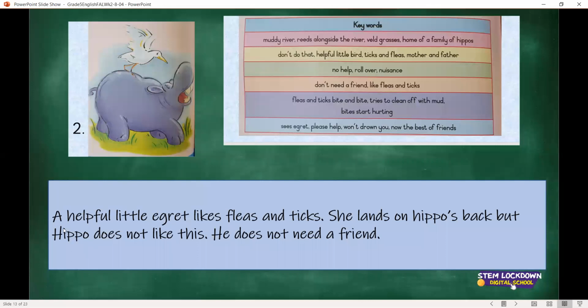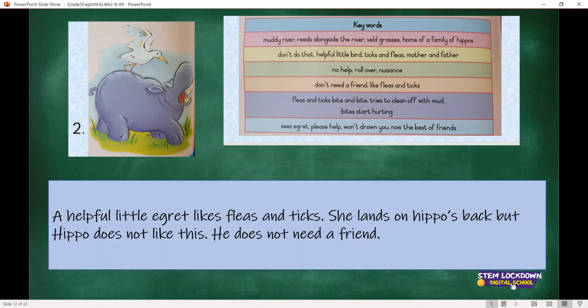So I start my sentence and I go, a helpful little egret likes fleas and ticks because it's a helpful little bird. And then I put a full stop because I'm introducing what the little bird likes. She lands on Hippo's back and Hippo does not like this. Okay, so she lands on Hippo's back, and Hippo does not like this. He does not need a friend.